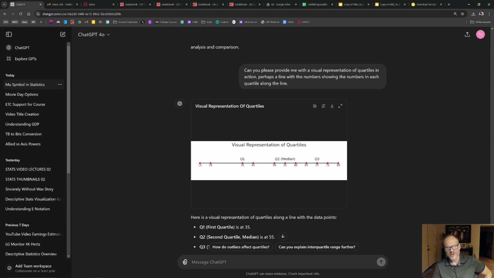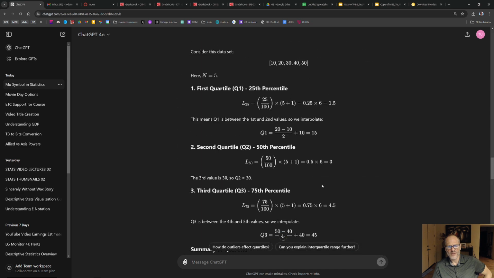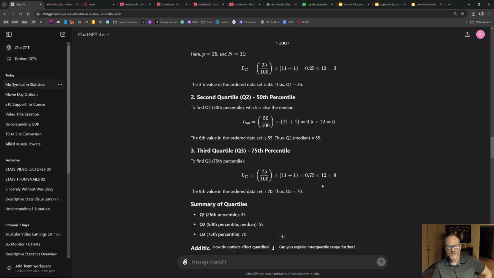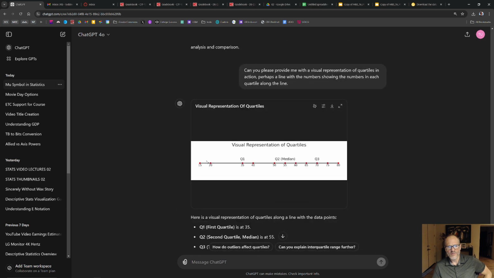So the first quartile here is at 35 because we have 1, 2, 3, 4, 5, 6, 7, 8, 9, 10, 11 items. And with 11 items to find the first quartile, I think we had 11 up here as one of our examples, right? So the first quartile is going to be at 3, and then the next one will be at 6, and the next one will be at 9 with 11. So 3, 6, and 9. So we have 1, 2, 3, 4, 5, 6, 7, 8, 9. That's where our different quartiles fall, and we use the percentile formula to find that.